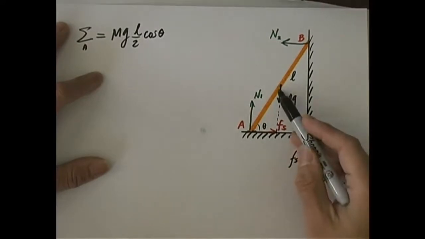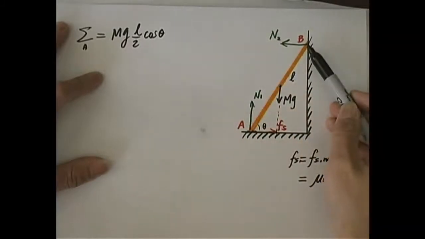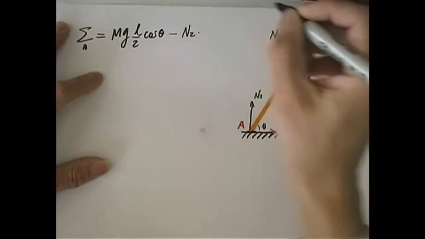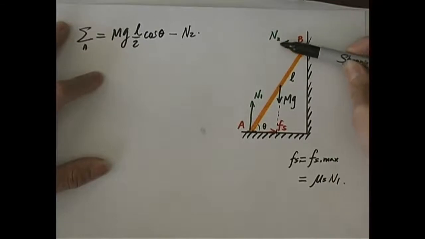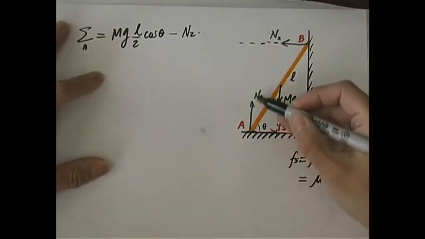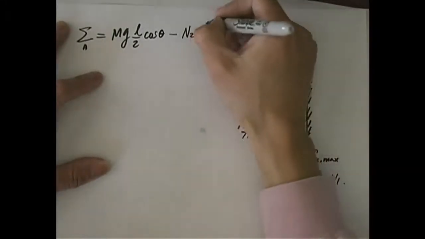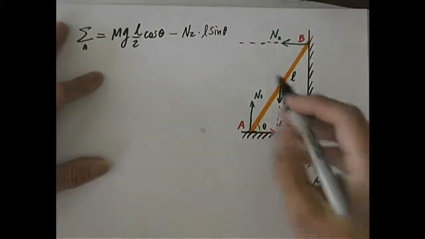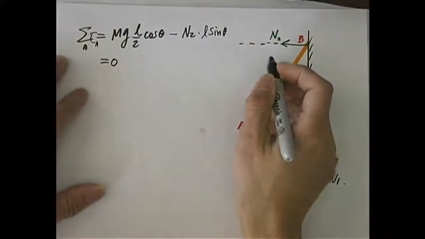That is a clockwise torque. It must cancel with the counterclockwise torque provided by N2. So minus the counterclockwise torque provided by N2. That's N2 times what? Lever arm. Again, from point A, you drop a perpendicular until you meet the line of action. This is the line of action of N2. So you go all the way from here to there, and that's essentially this length. What's that? That's L times sine theta, right? L sine theta. And that has to equal 0.